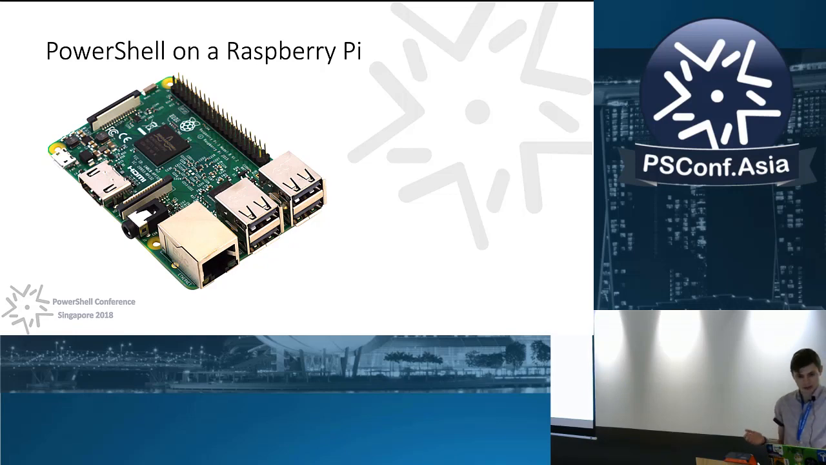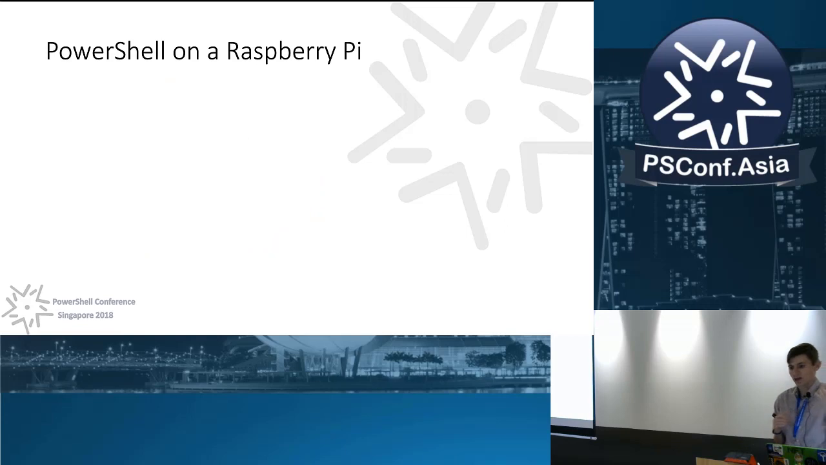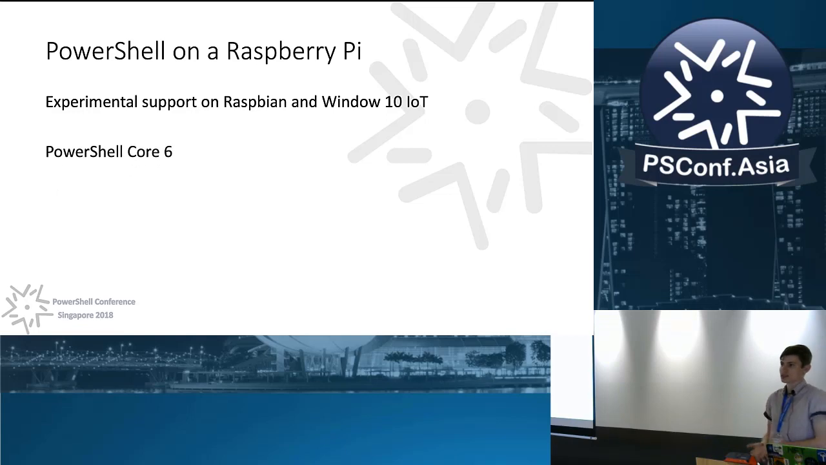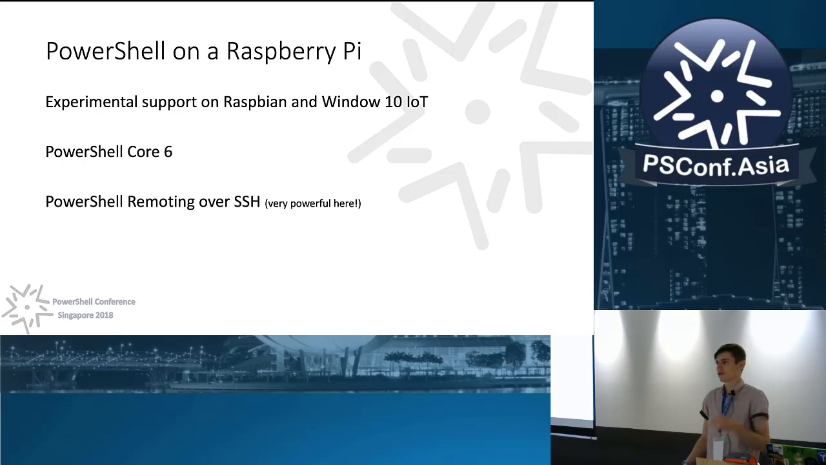So what does PowerShell on Raspberry Pi mean? Well, the Raspberry Pi can support a bunch of different OSs, but the big ones that we care about are Raspbian, which is kind of the go-to Linux variant, and then Windows 10 IoT. So we have PowerShell working on both Raspbian and Windows 10 IoT. And of course, that's PowerShell Core 6. And since it's PowerShell Core 6, we also get PowerShell remoting over SSH.